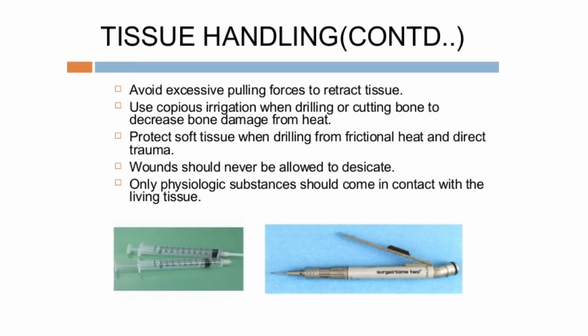Other factors which have to be considered while handling tissue include: avoid excessive pulling forces to retract tissue. Use copious irrigation when drilling or cutting bone to decrease bone damage from heat. Protect soft tissue when drilling from frictional heat and direct trauma. Wound should never be allowed to desiccate. Only physiologic substances should come in contact with living tissue.